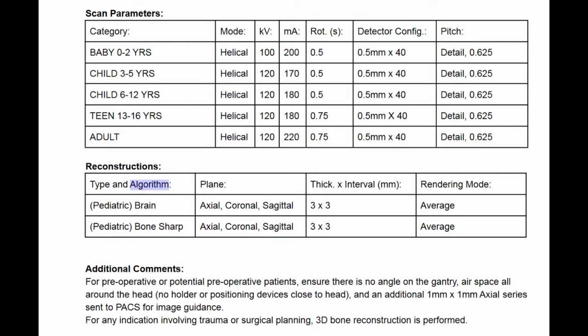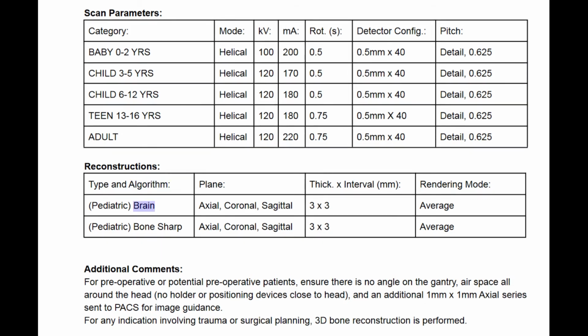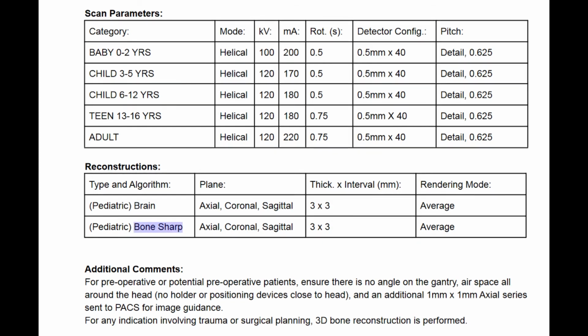And we'll process this with 2 different filters. Here we have it described as an algorithm, or you may hear it described as a kernel. And we have a brain filter, which is going to be relatively smooth to try and get rid of that noise and improve our contrast resolution to see that gray and white matter. And we have a sharp bone filter, which is going to do the opposite. So it's going to be sharp to improve our spatial resolution, highlight any tiny fractures or inconsistencies in the bone, and show us all those tiny ossicles in the inner ear and so on.